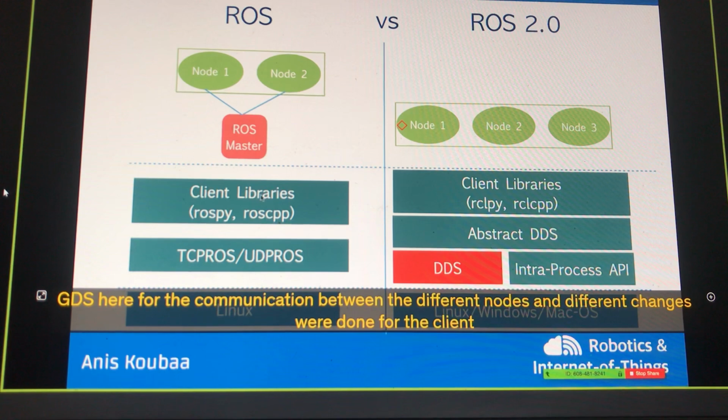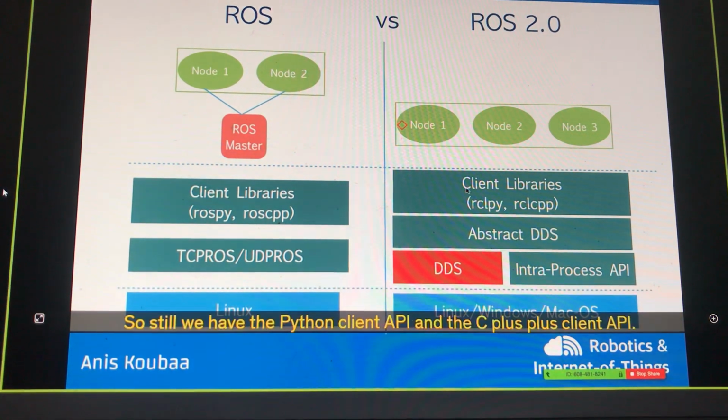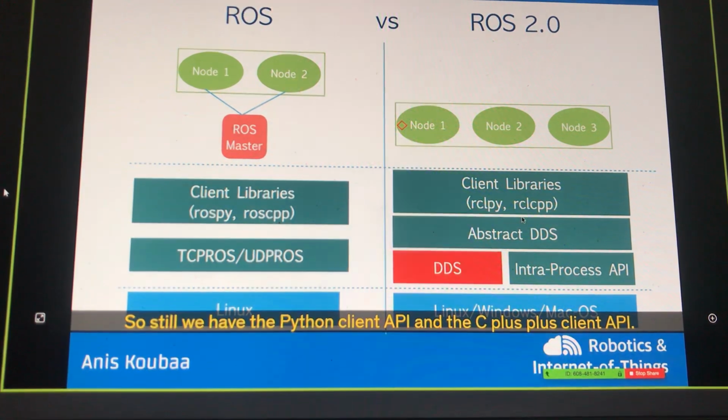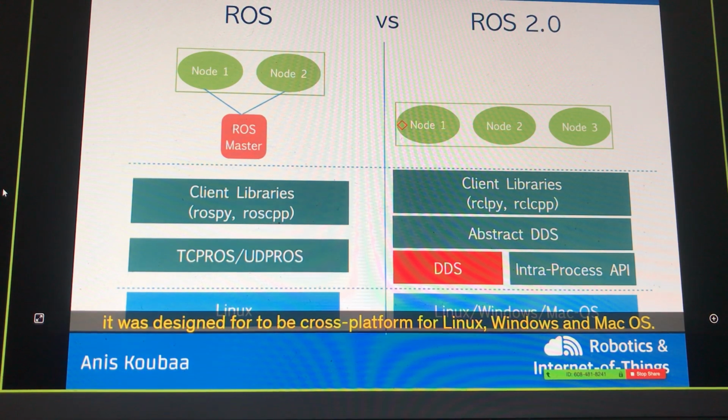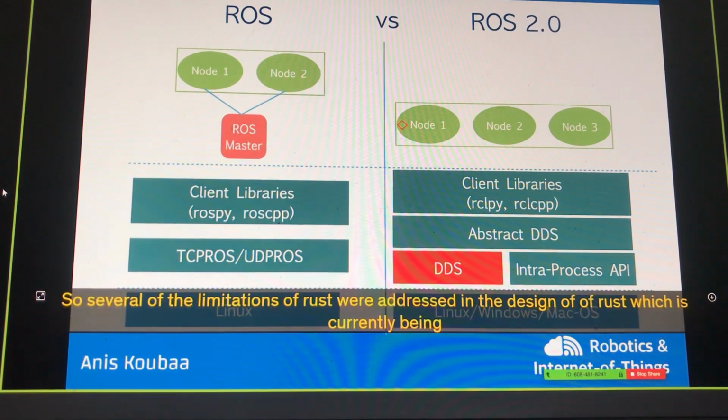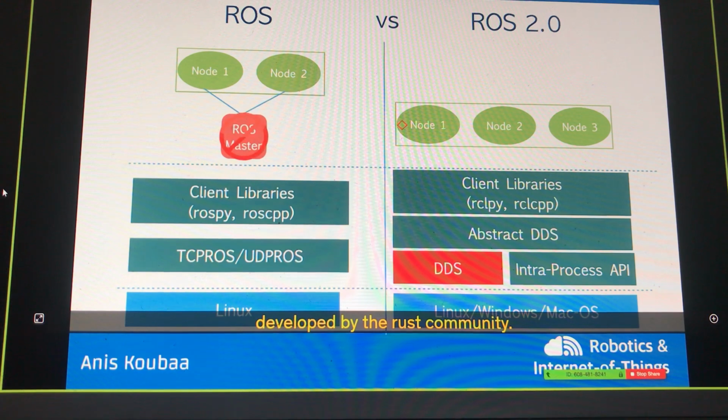And different changes were made to the client libraries. So still we have the Python client API and the C++ client API. Other changes are that ROS 2 was not only designed for the Linux operating system, but also to be cross-platform for Linux, Windows, and Mac OS. So several of the limitations of ROS were addressed in the design of ROS 2, which is currently being developed by the ROS 2 community.